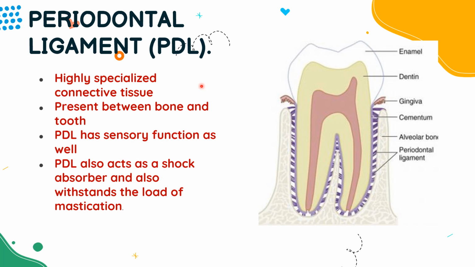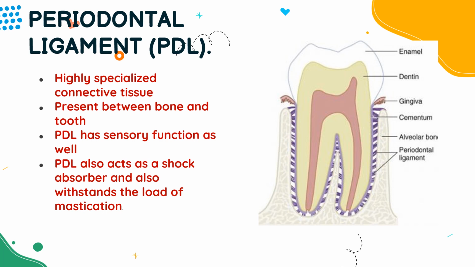PDL consists of collagen fibers. If you can see this purple color lining between the bone and the tooth, this purple color lining between them is your PDL, periodontal ligament. These consist of collagen fibers, and they have two ends. One end is embedded into the bone and the other is embedded into the tooth, and these fibers help the PDL to withstand the forces of mastication and also act as a shock absorber.